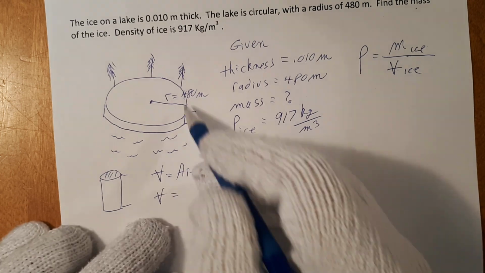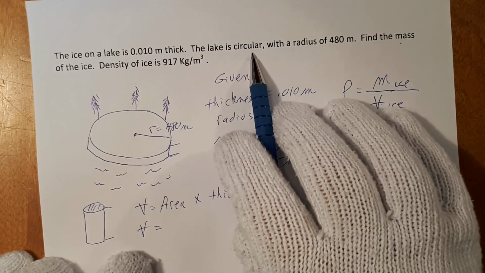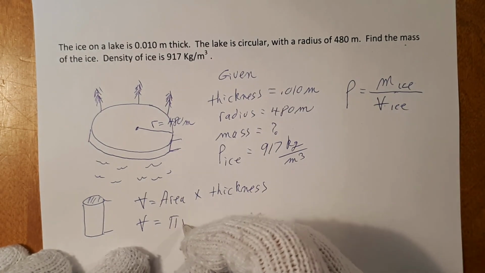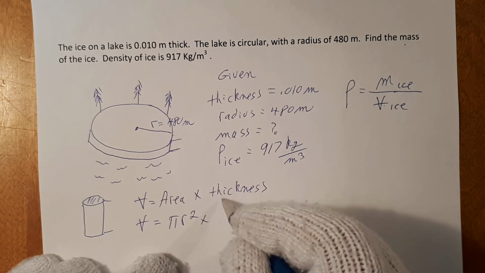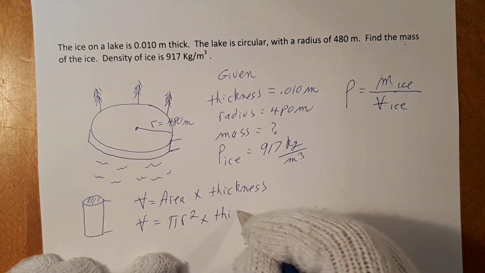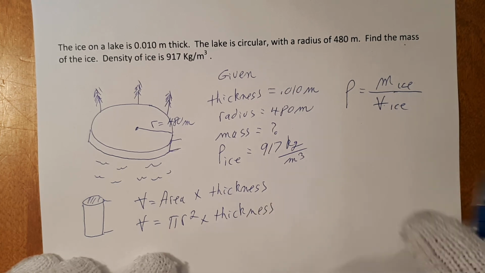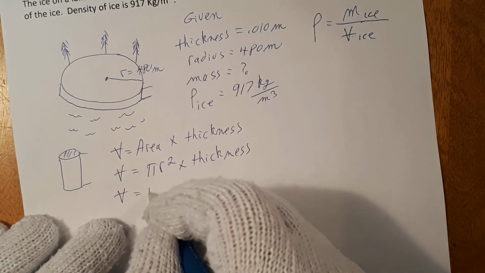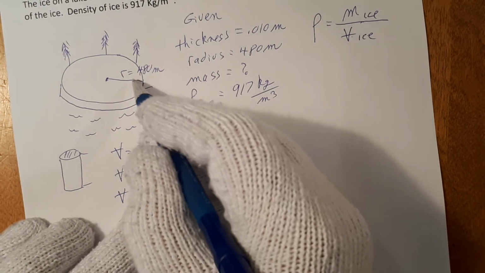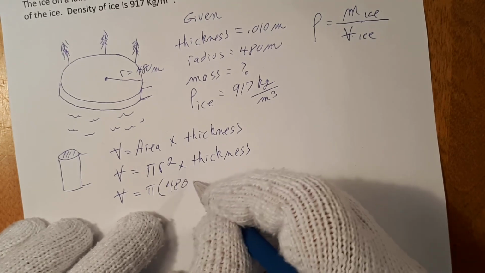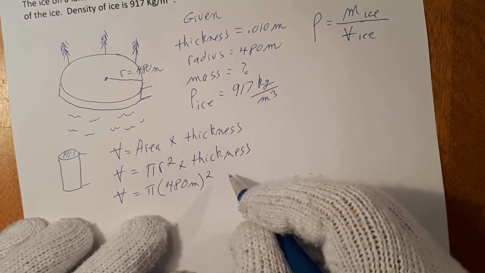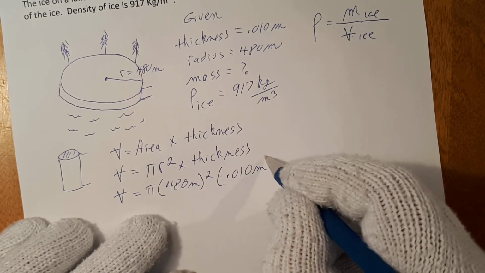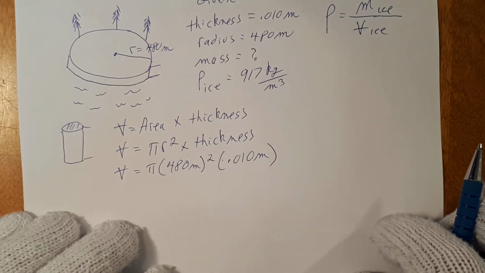And volume, the area, this is a circle. We're told it's a circle because it says here that it's a circular lake. And the area of a circle is pi r squared. And we're going to multiply that times the thickness. Putting in the numbers, the volume then would be pi times the radius. We're given the radius as 480 all squared. And we're going to multiply times the thickness, 0.010 meters.